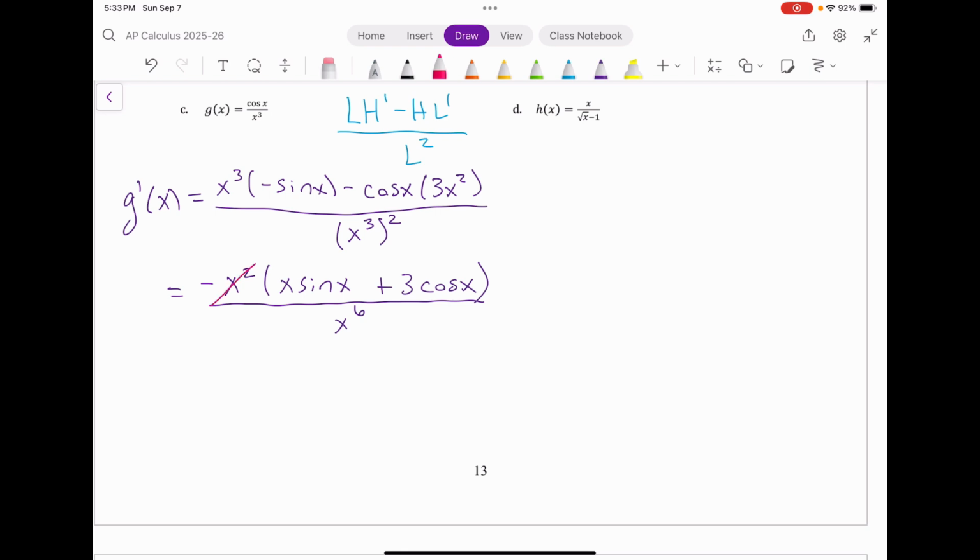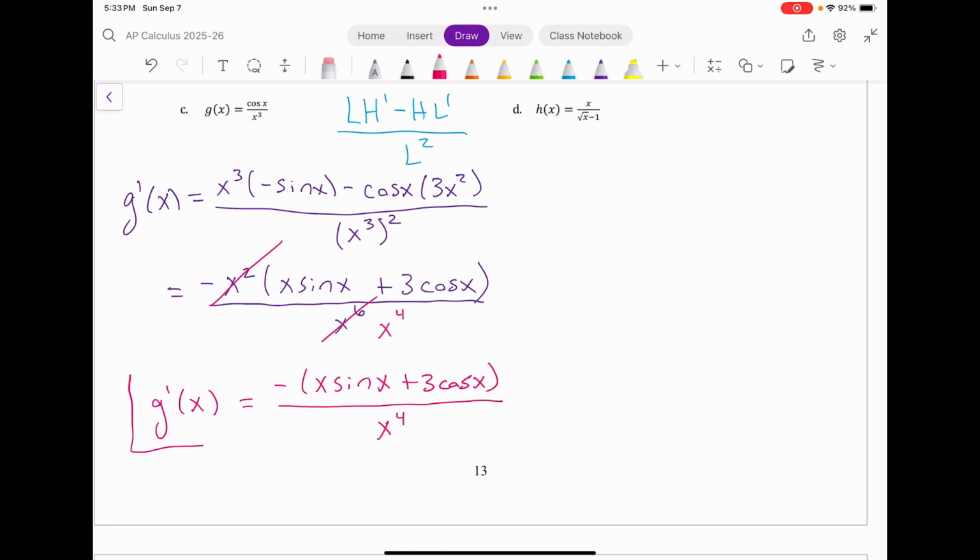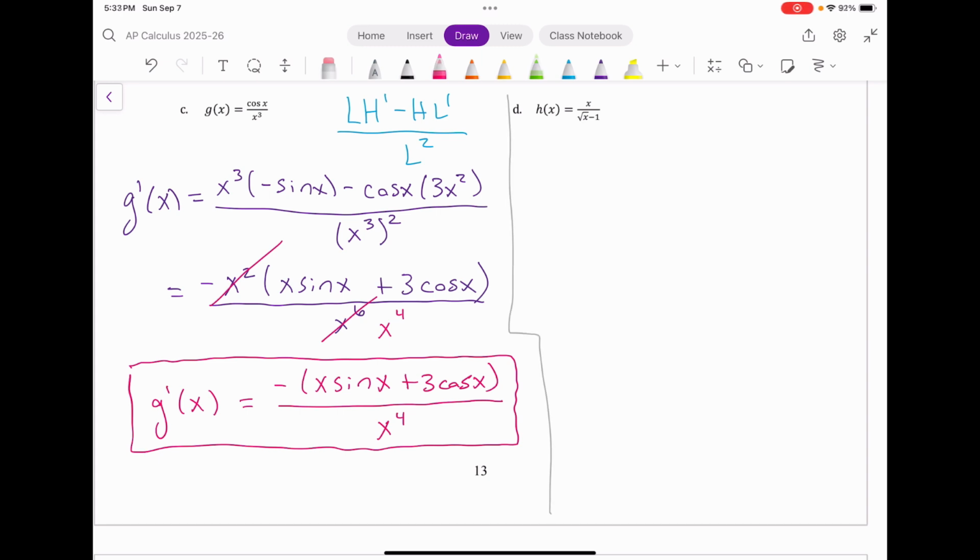So this x squared can cancel out here with 2 of those. Our derivative is equal to negative x sine x plus 3 cosine x over x to the 4th. Or you could distribute the negative to the numerator as well. So there's an example where a factor in the numerator actually cancels with something in the denominator.